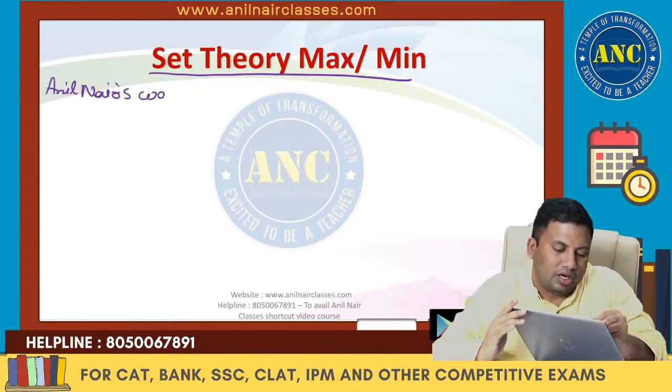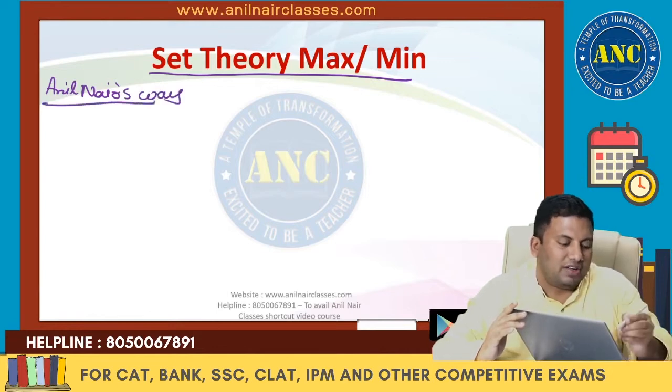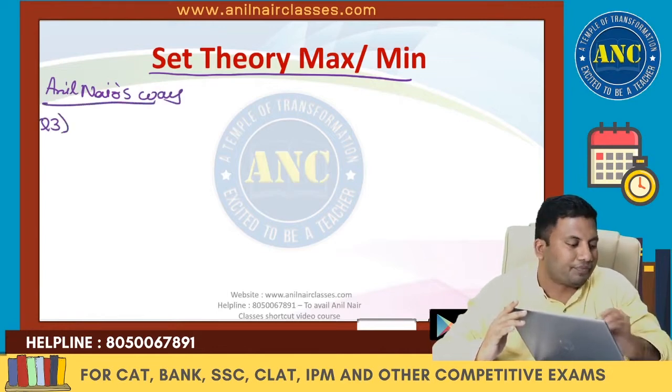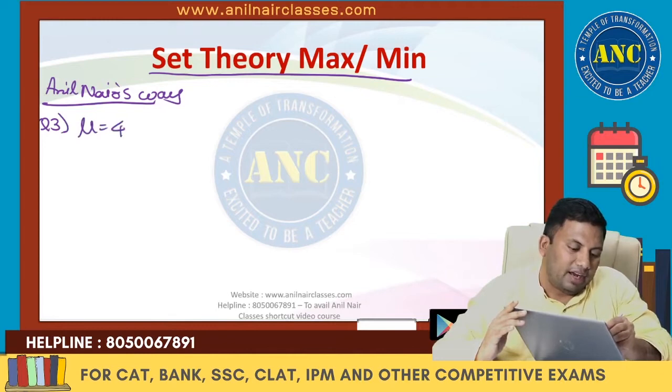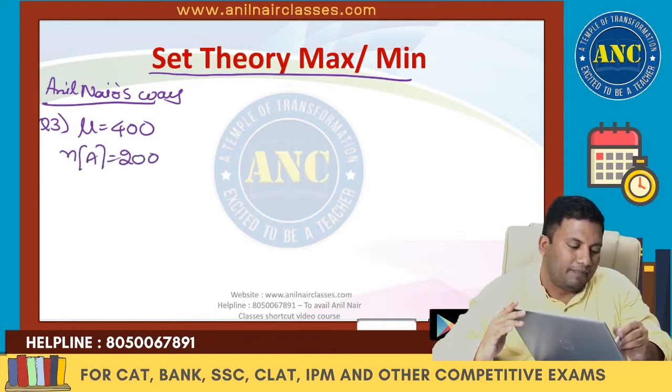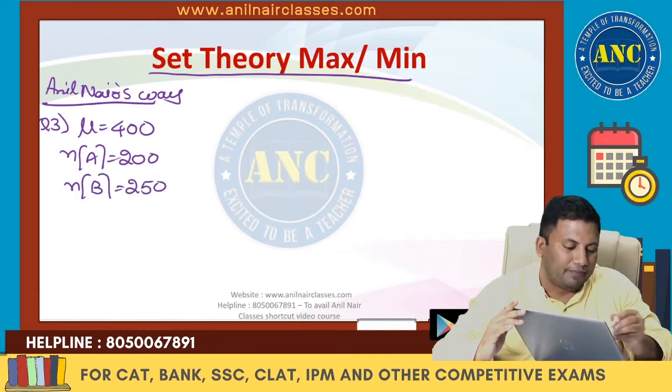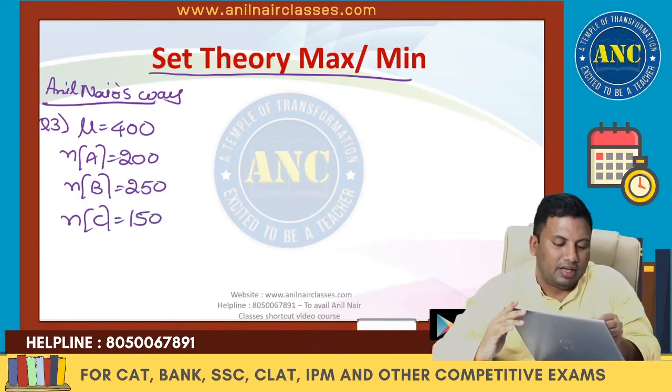How I solved this question? First, I will take question number 3. Let me take the values. Mu equivalent to 400. N of A is nothing but 200. N of B is nothing but 250. N of C is nothing but 150. N of A intersection B is nothing but 100.